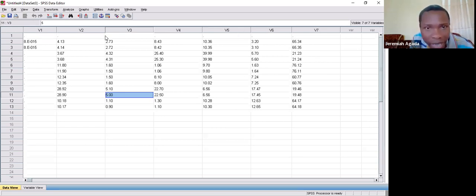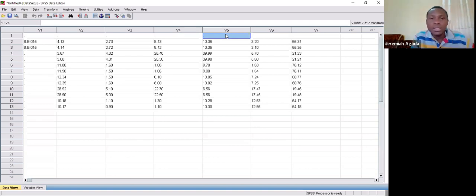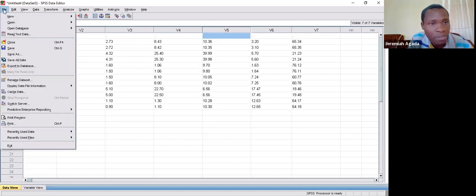Now there is space here. You are seeing space here. Data and SPSS would not do anything. When I was introducing this, I didn't highlight something. I think that will now help us. Let's go back. I want to introduce this again. Let me bring back this file.